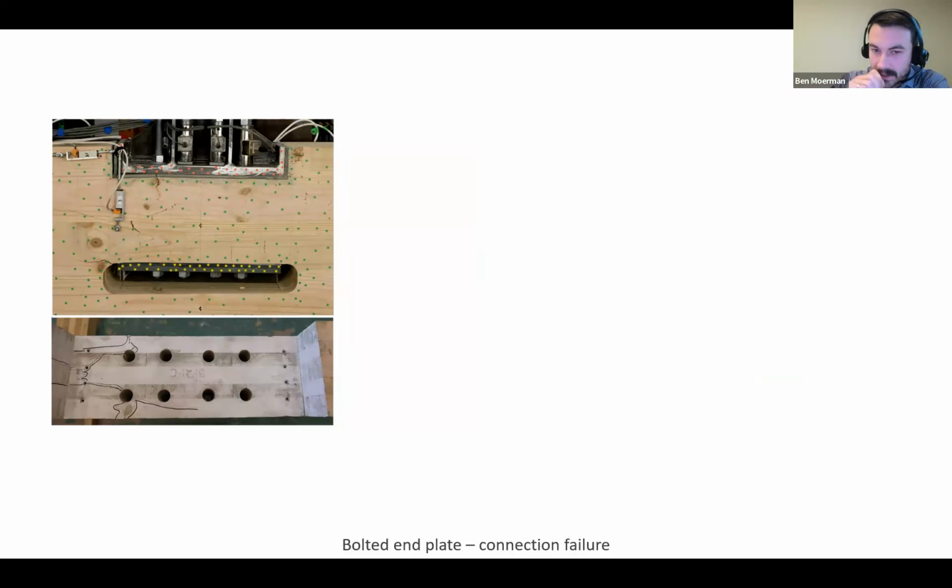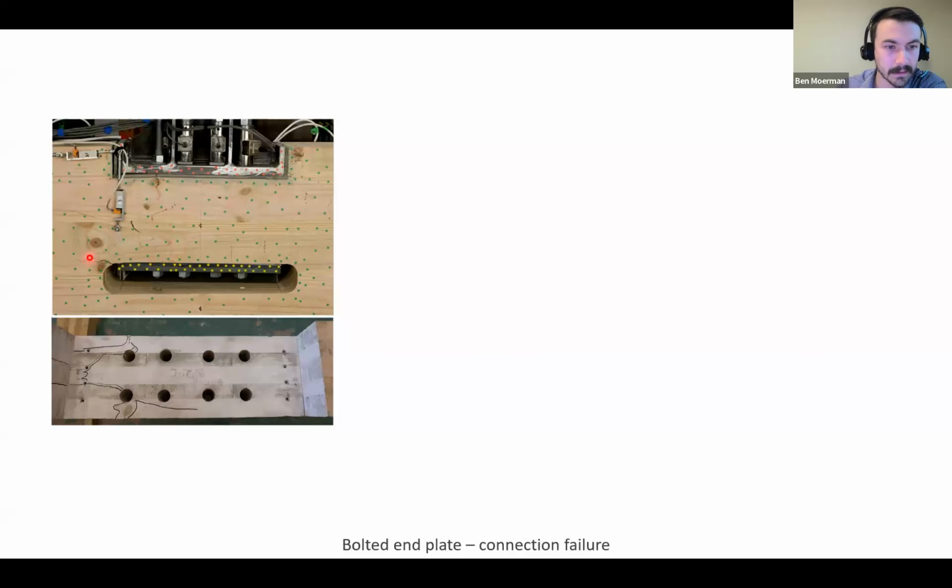Then looking at the bolted end plate. So we got a really interesting failure here. And these kind of failures in CLT in the in-plane direction, I think there's still a pretty good research gap in that area. And so this was a pretty cool failure to see. You can see it split all the way there and pulled left and right, fracturing the timber.